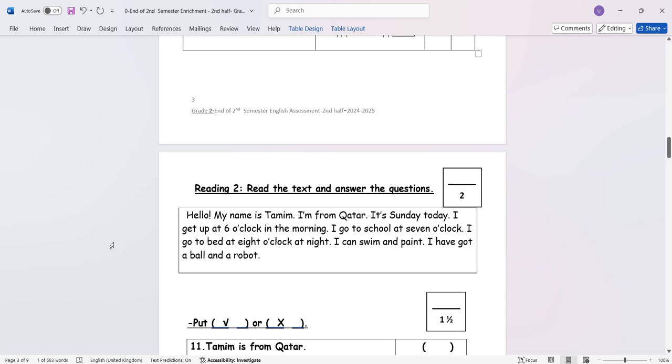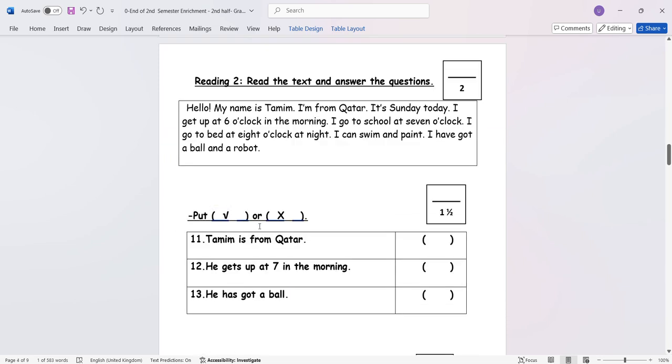We repeat this text again. Hello, my name is Tamim. I am from Qatar. It's Sunday today. I get up at 6 o'clock in the morning. I go to school at 7 o'clock. I go to bed at 8 o'clock at night. I can swim and paint. I have got a ball and a robot.